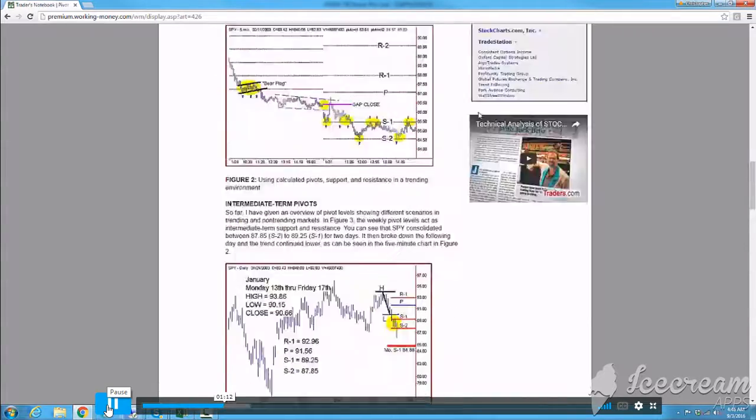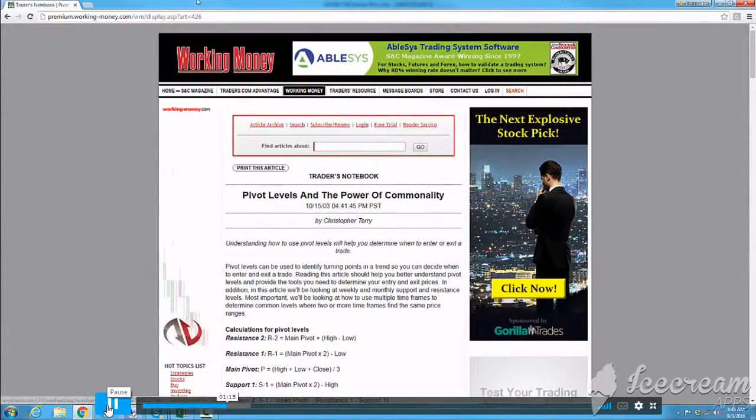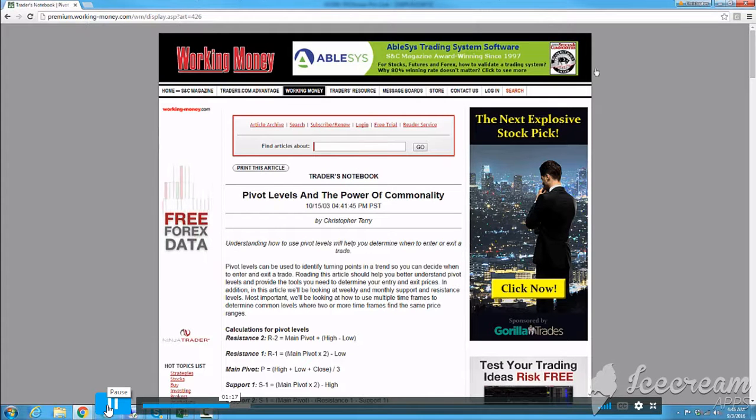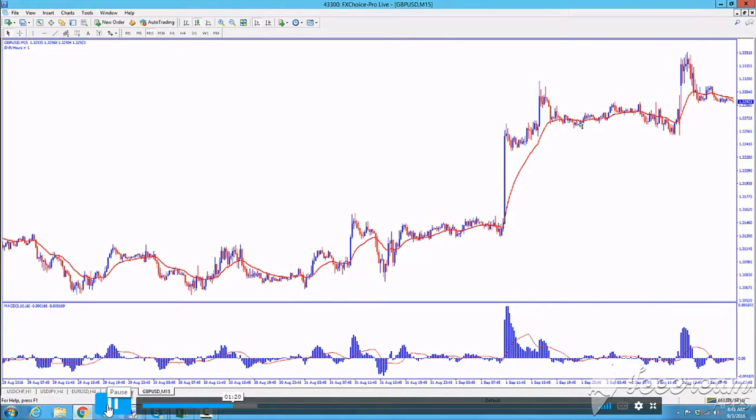And this is when I had my old company with my partner Linda Bradford Raschke. Okay, but these pivot levels are used as support and resistance, and again, you can just go search this out and take a look at that.